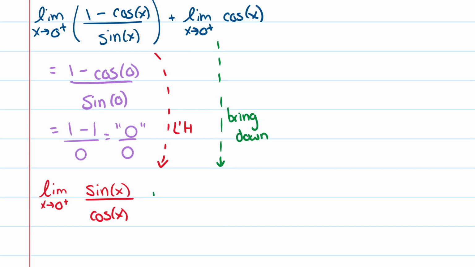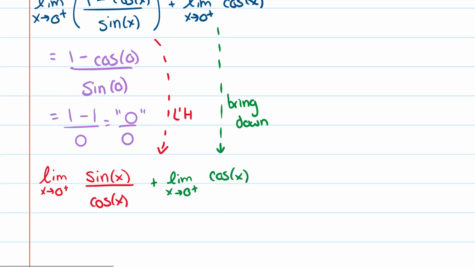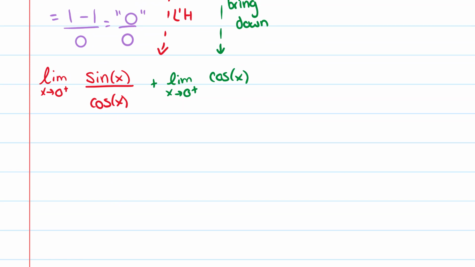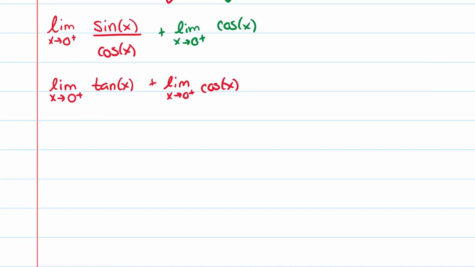When you bring it down, you get plus the limit as x approaches 0 from the right of cosine of x. At this point, we're pretty much ready to plug everything in. Just do a little more simplifying. This would be tangent of x plus the limit as x approaches 0 from the right of cosine of x. And so this is going to be tangent of 0 plus cosine of 0. And so you get 0 plus 1, which is 1.